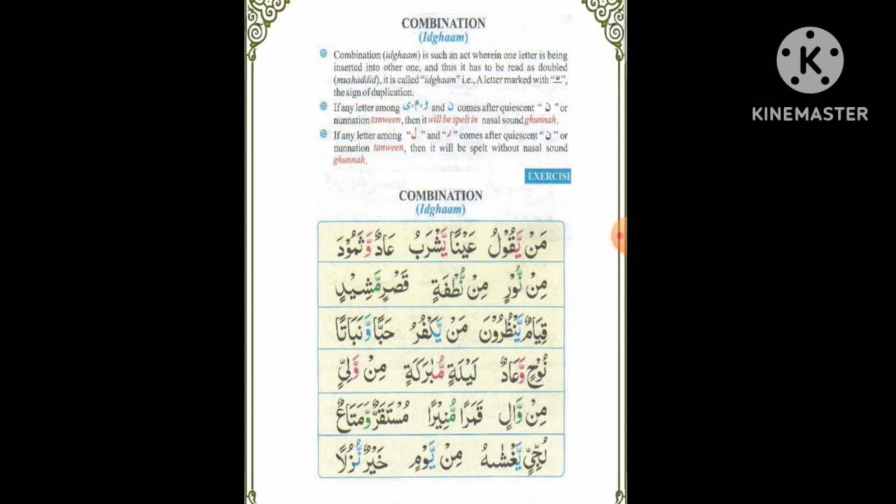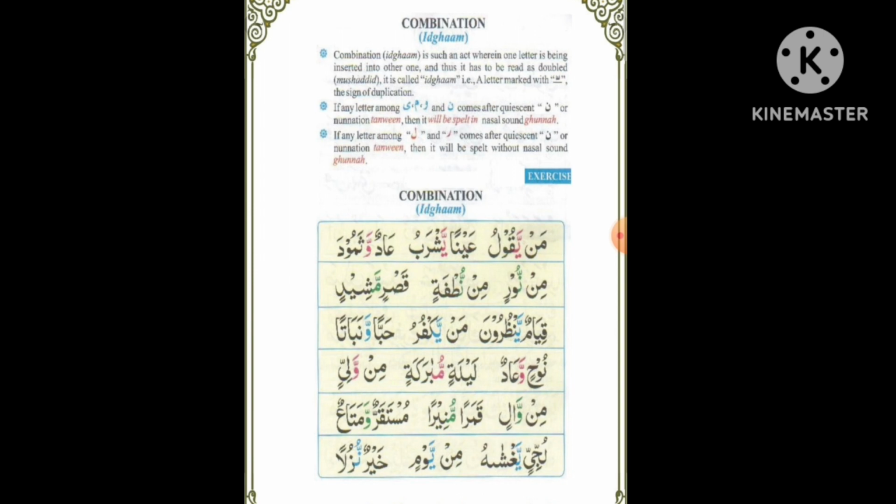See the hijja of this. Ha ba zabar hab, ba waw zabar baw, habbaw waw zabar wa, habbaw wa nabatan. Nuhiyun wa adun. Laylatin mubarakatin. Min waliyin. Min walin. Qamaran muniran.